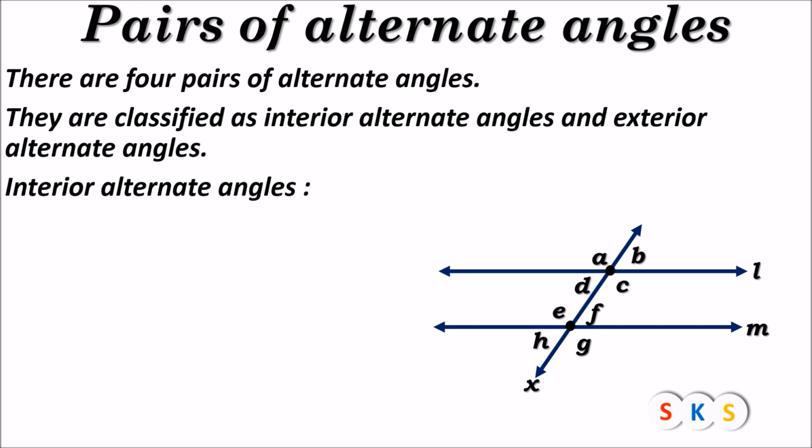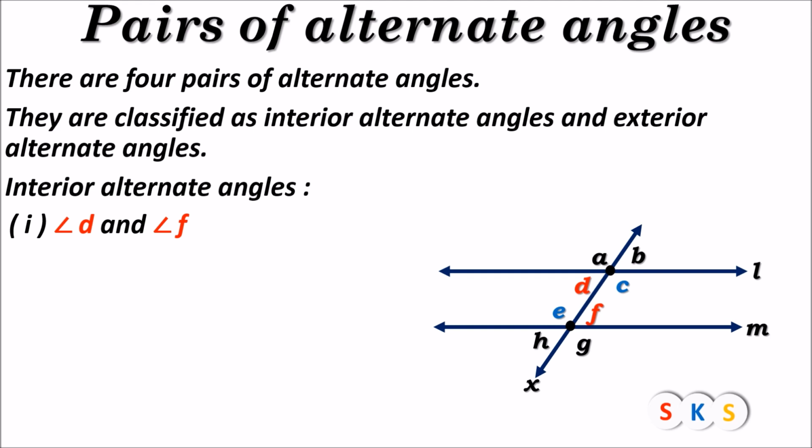You can see that there is one word, interior, which means inside. So interior alternate angles are pairs of angles which are formed inside the parallel lines. You can see in this figure angle D and angle F are inside the parallel lines and it is one pair of interior alternate angles. So make a note that the angle should be inside the parallel lines and they would be cross angles. You can see angle D and angle F are cross angles. So angle D and angle F is the first pair of interior alternate angles.